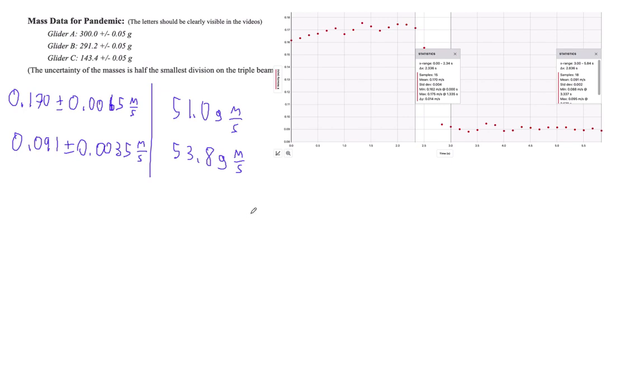Now let's calculate the uncertainty. So what we got, I mean, momentum is pretty basic, right? Momentum is just m times v. Okay. So before, let's figure this out here.